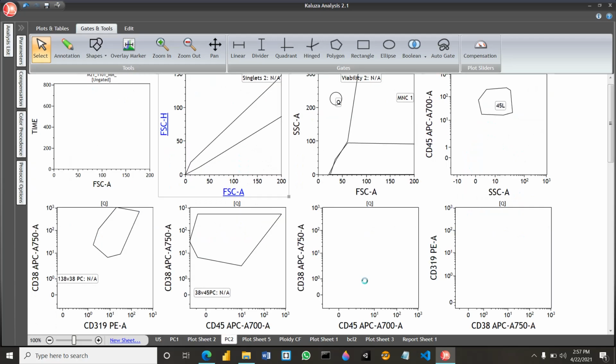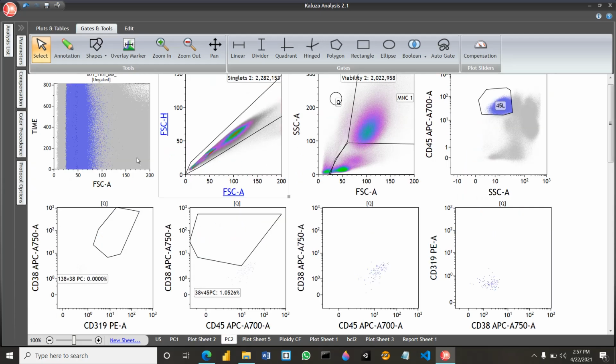But coming to the next tube, we started with the singlet gate, viability gate, and we have CD45 side scatter. This CD45 side scatter looks better, and the viability gate also looks better, because in this tube no cytoplasmic processing was performed. In cytoplasmic processing, side scatter is partly compromised, so that's why they may not be that separate.